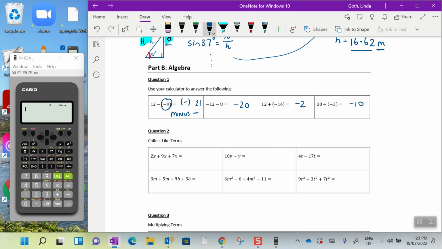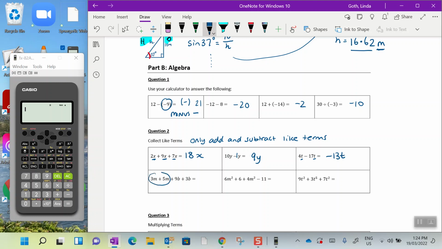When we're collecting like terms, as long as the letters are exactly the same, we're able to add and subtract. So we only add and subtract like terms. We've done lots of these, so I'm going to go through them really quickly. 2 plus 9 is 11 and 11 plus 7 is 18, so this will be 18x. 10y minus y, now remember that's just like having one y, so your answer will be 9y. We've still got the same letters, so 4 minus 17 is minus 13, so it's minus 13t.